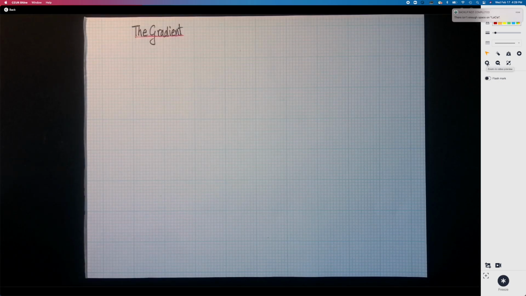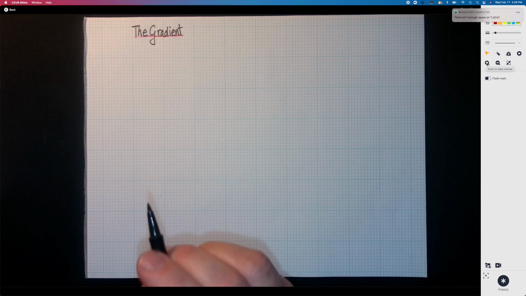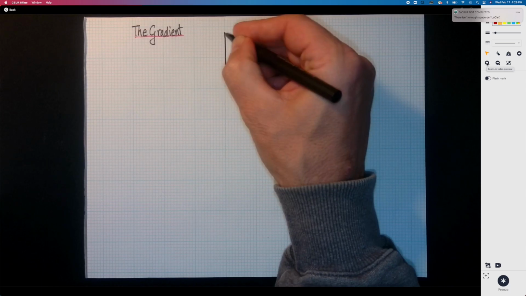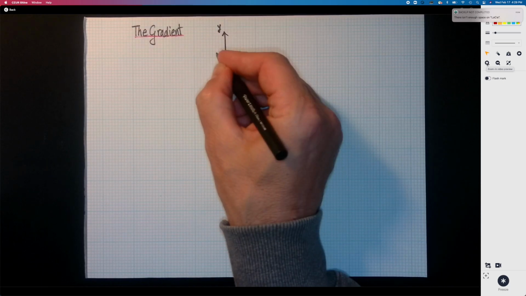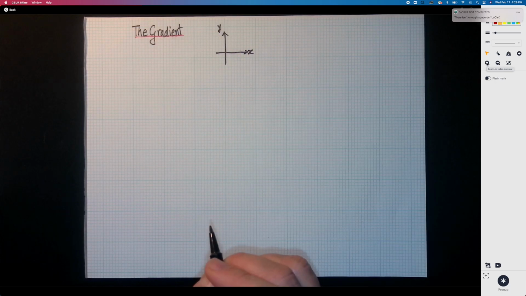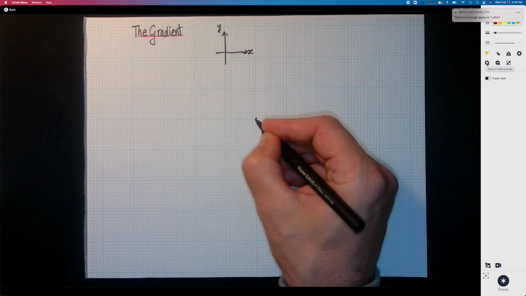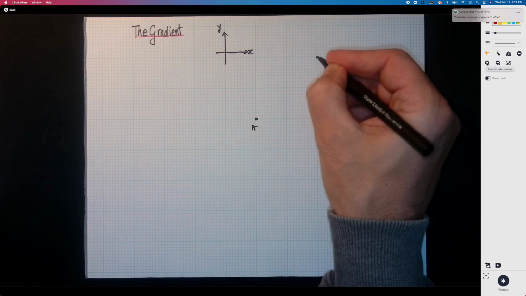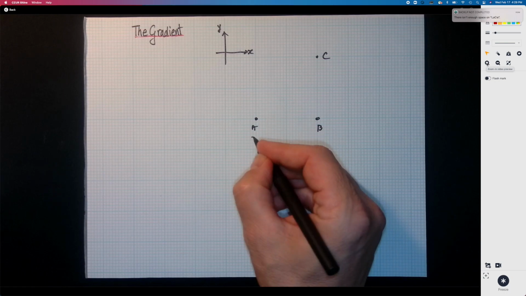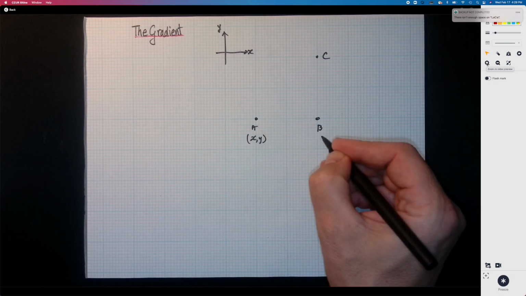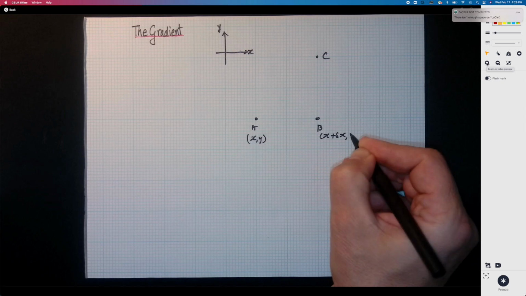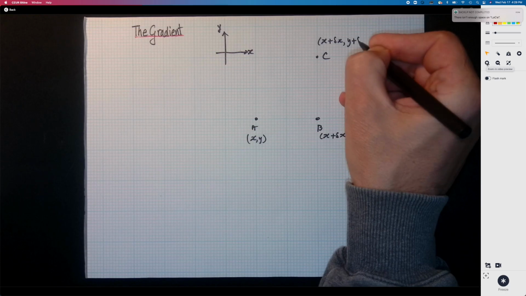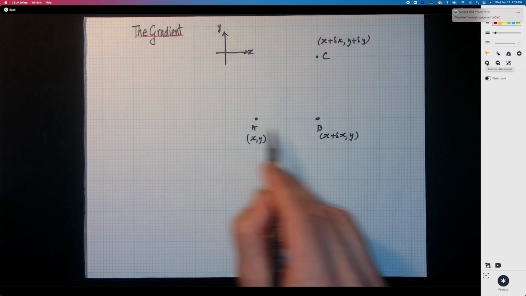All right, to introduce the gradient of a function, we're going to first do a case in 2 dimensions where we have a Cartesian plane with coordinate axes y and x. And on this plane, we're going to define 3 points, A, B, and C, with coordinates x, y; x plus delta x, y; and x plus delta x, y plus delta y. So those are the coordinates of the points A, B, and C.